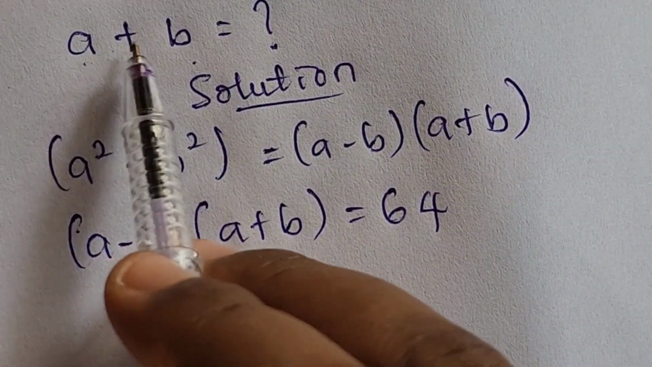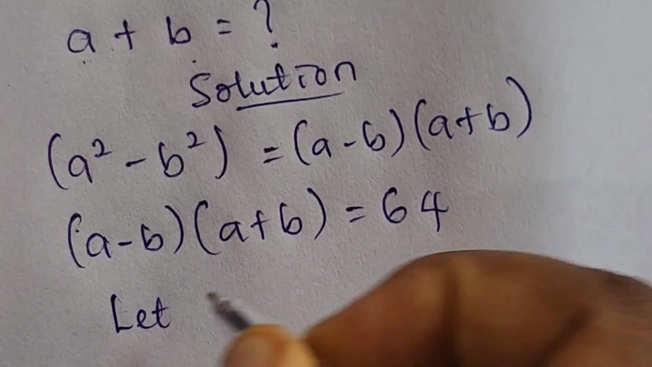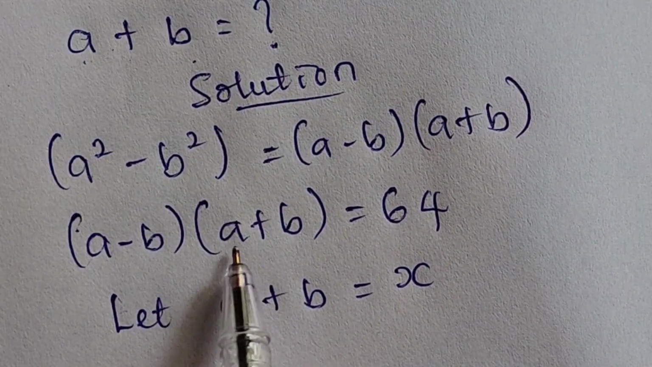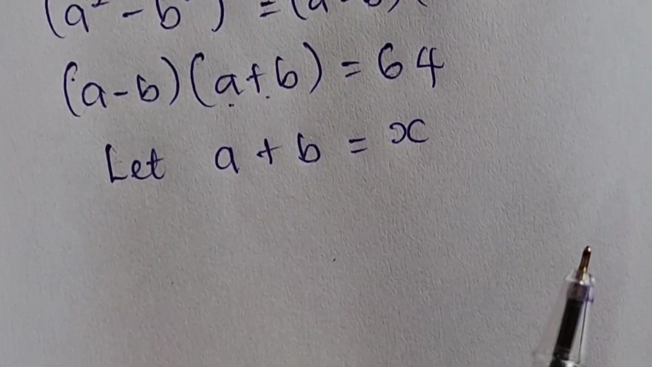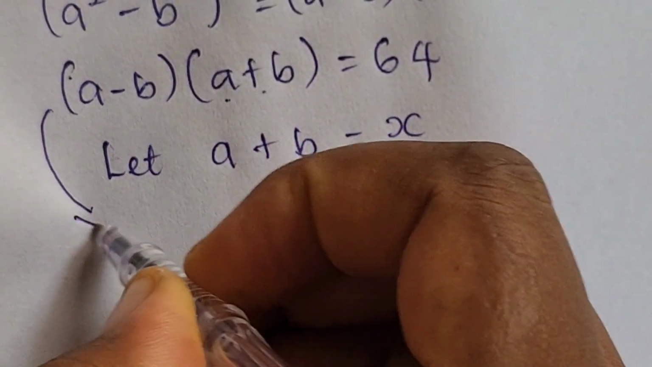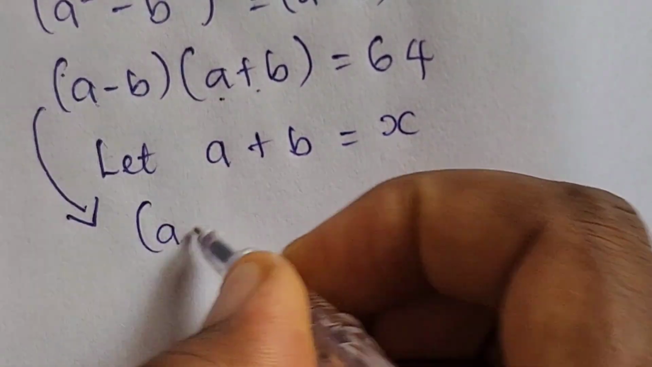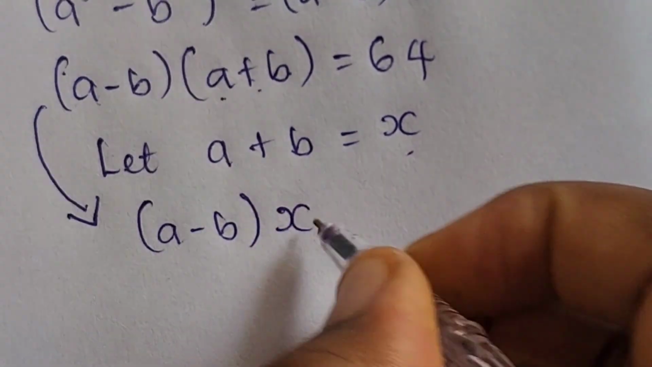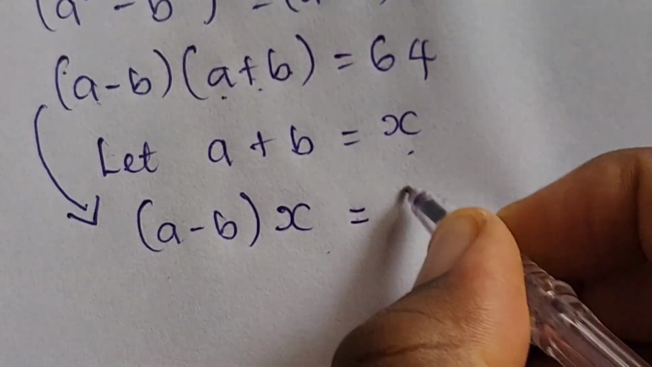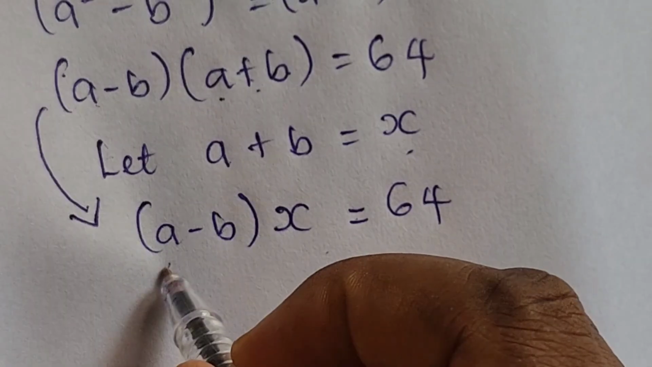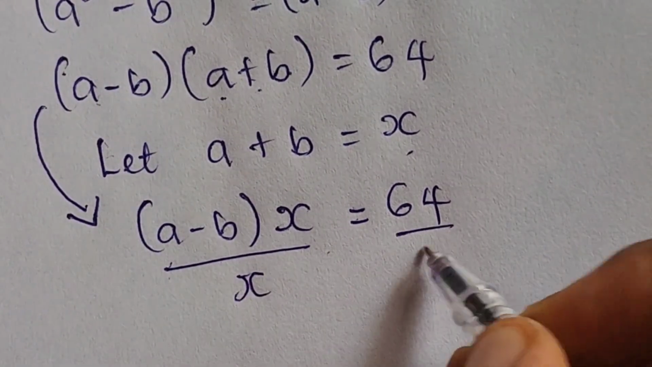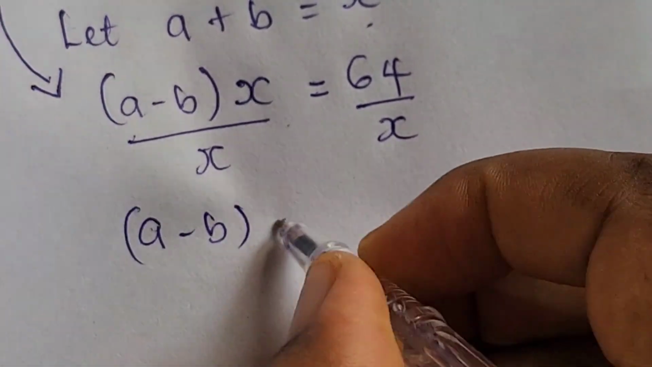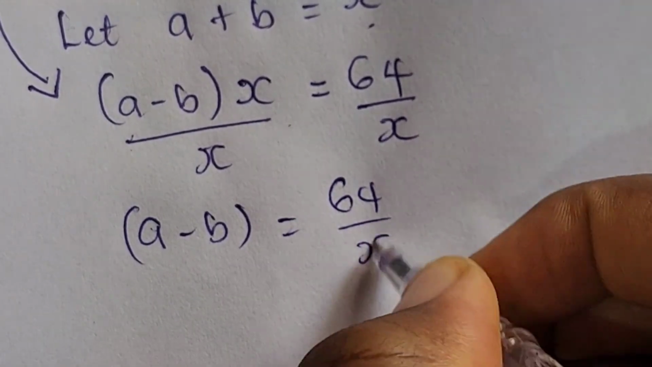Since we are asked to find a plus b, let a plus b be equal to x. And we have a plus b here. So this becomes a minus b, our a plus b is x, so this is times x, and is equal to 64. Dividing both sides by x, we have that a minus b is equal to 64 over x.